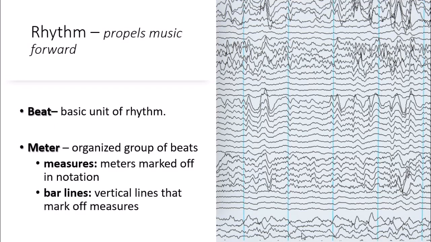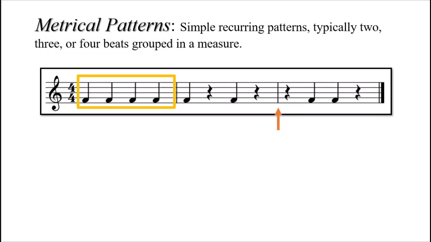Rhythm is what propels music forward. Beat is a basic unit of rhythm. Meter is an organized group of beats. Within our meter, we have measures that are meters marked off in notation, and bar lines, which are vertical lines that mark off measures. Beat is our basic unit of rhythm, and meter is how we group all of the rhythms together so that it makes sense. Let's look at this piece of music.